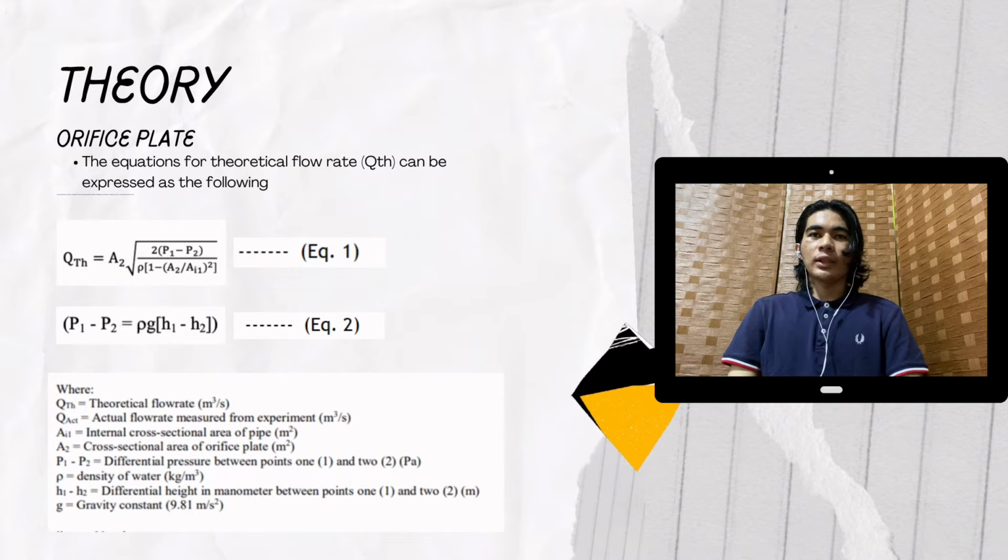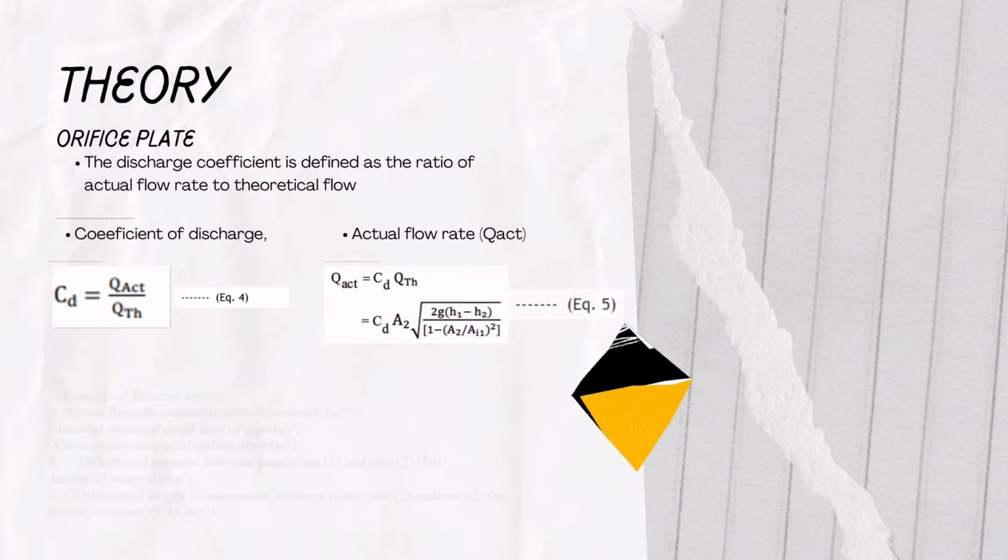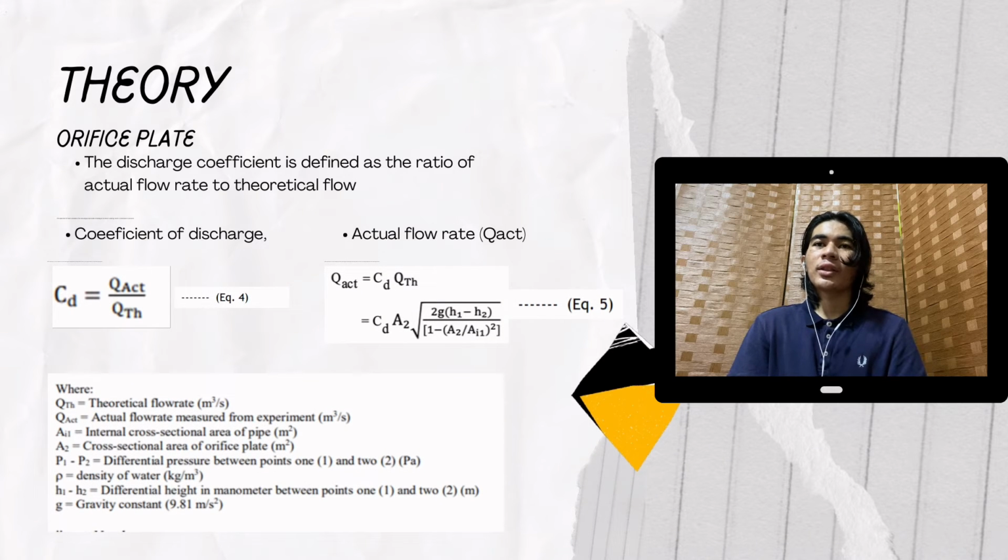As you can see on the slide, the equation for theoretical flow rate Q_th can be calculated by this equation. The discharge coefficient is defined as the ratio of actual flow rate to the theoretical flow rate. As you can see on the slide, the coefficient of discharge can be calculated by dividing Q actual by Q theoretical. And then the actual flow rate can be calculated by this equation.